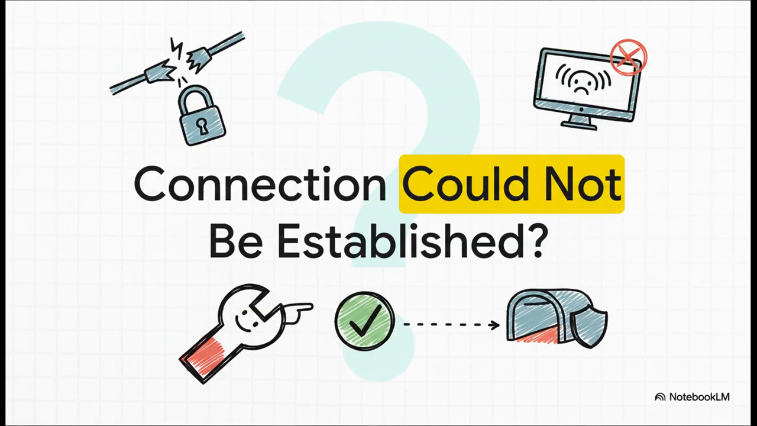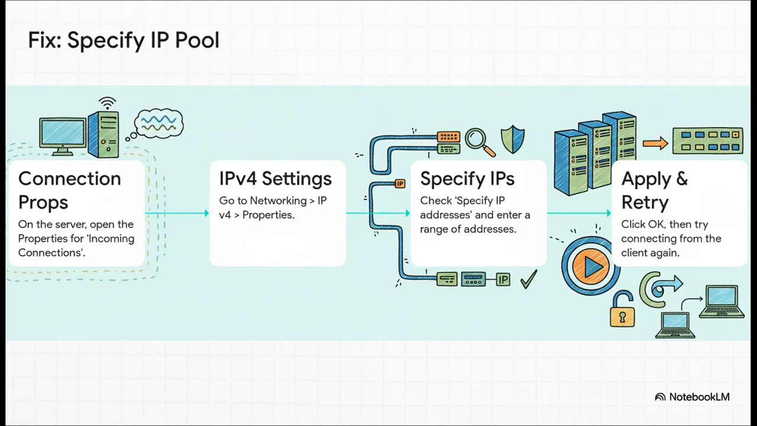But what if you click Connect, and you get that dreaded "connection could not be established" error? Don't panic, this is super common, and the fix is actually really easy. So here's the fix. Sometimes the server just doesn't know what internal IP addresses to give out to clients that connect, so we have to tell it.